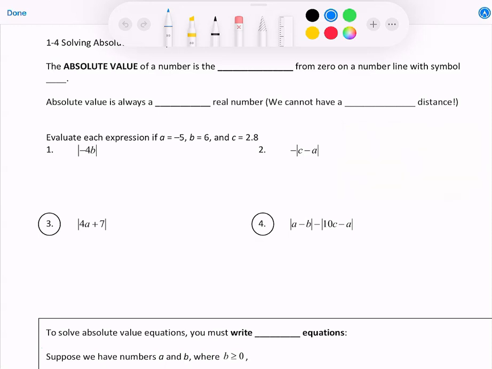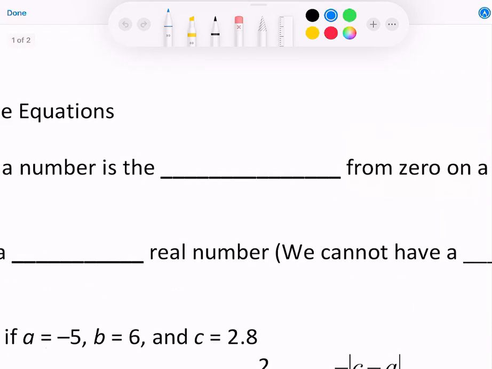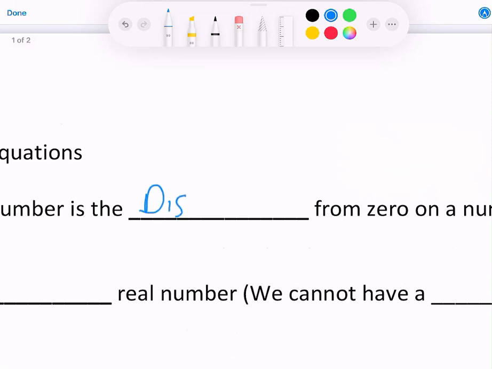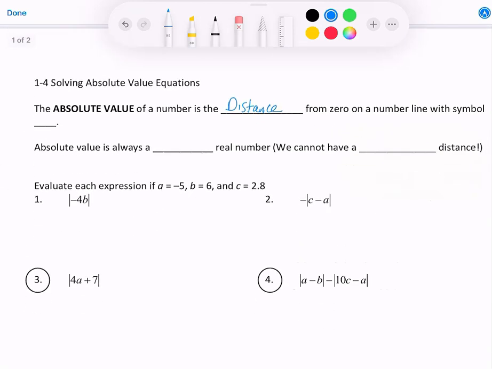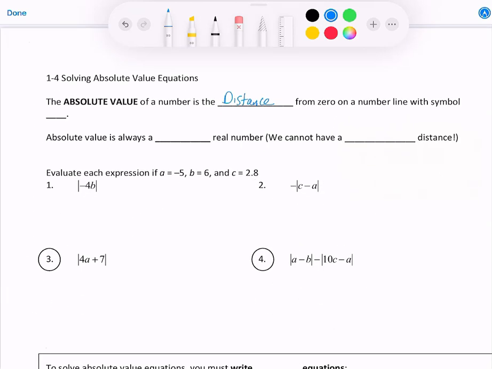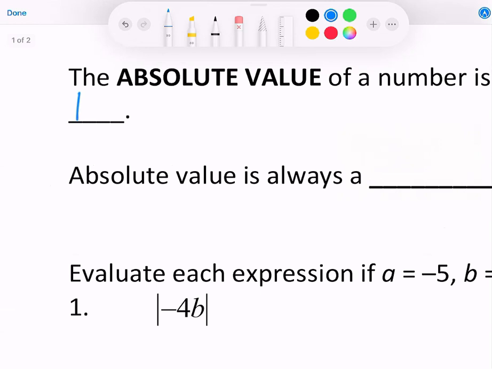The absolute value of a number is the distance from 0 on a number line. And the symbol we use for absolute value are 2 vertical lines. So for instance, you probably remember if you wanted to do the absolute value of -3, we would say the absolute value of -3 is 3.